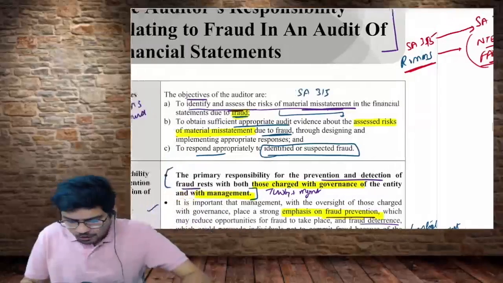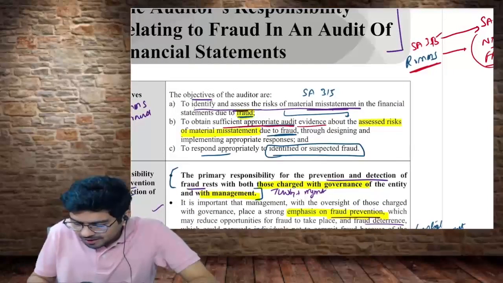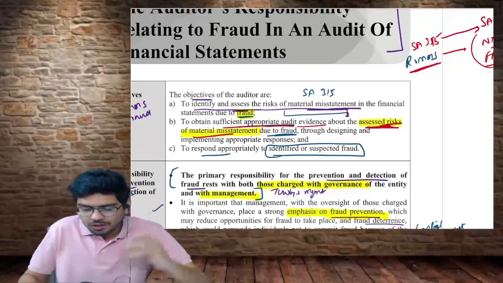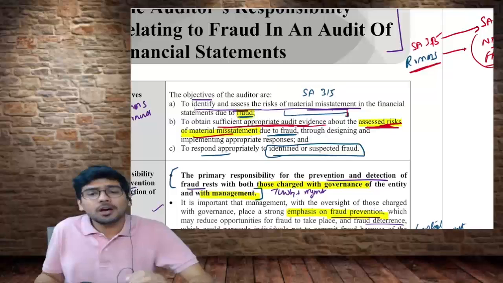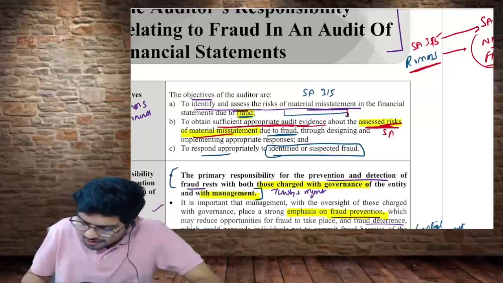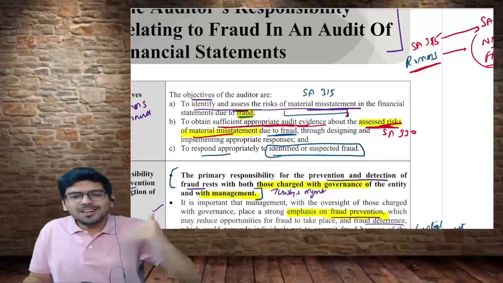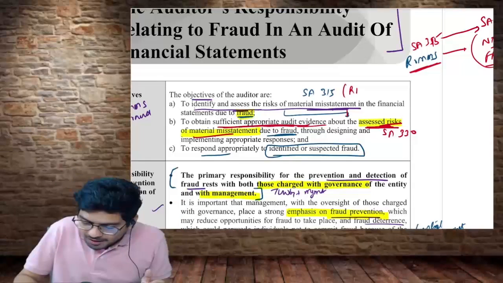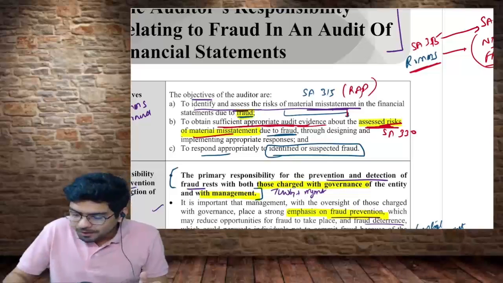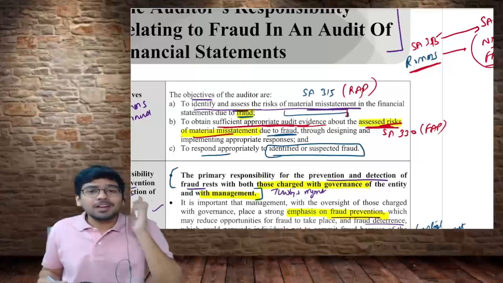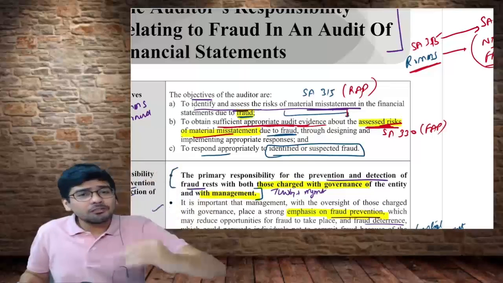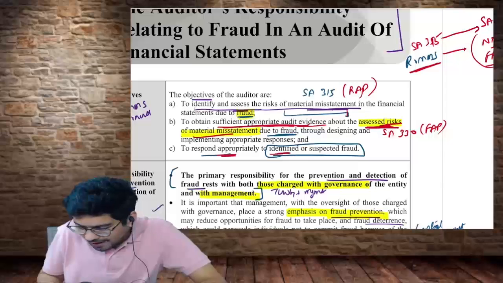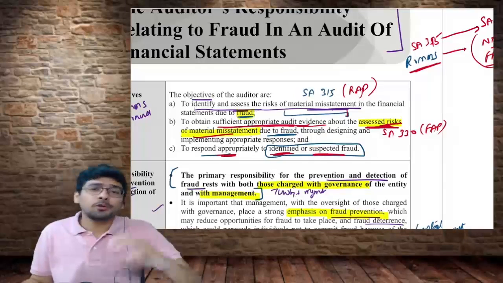Okay, so if you can see now, it says to obtain sufficient appropriate audit evidence about the assessed risk of material misstatement. Whatever risk you had assessed as per 315, we are now going to obtain sufficient appropriate audit evidence regarding this. This will obviously be done as per 330. 330 tells us further audit procedures. Okay, in short, when we do RAP, it is 315. When we are doing FAP, it is what? 330. Okay, and apart from these 2 things, if we identify any fraud, how are we going to deal with it? How do we respond to identified or suspected fraud is what we are going to learn in this standard.